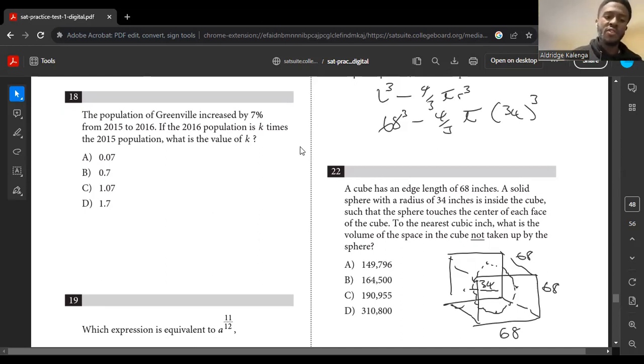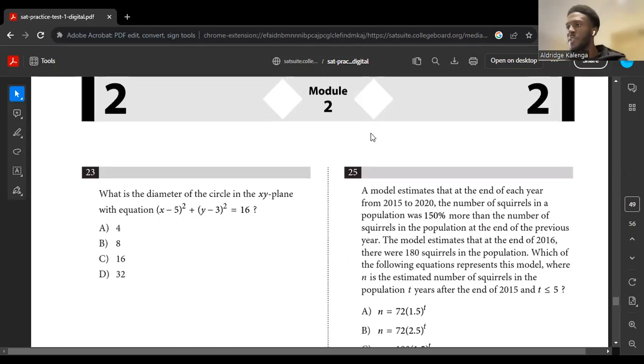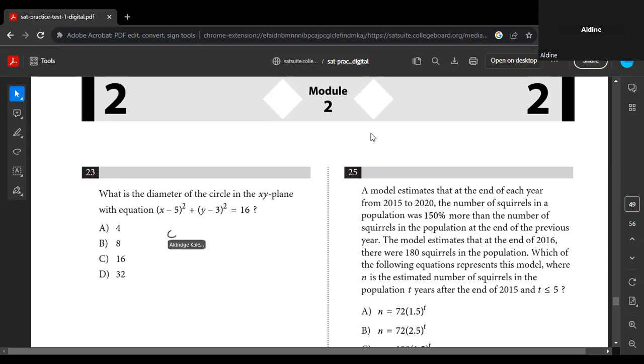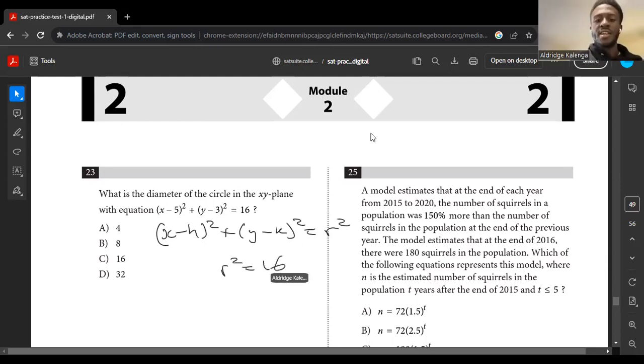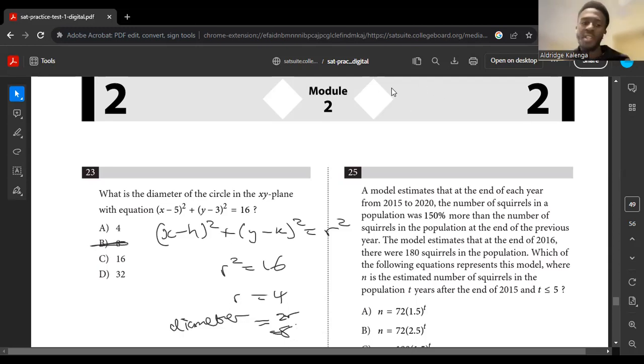All right. So let's move on to question 23. What is the diameter of the circle in the XY plane of the equation? Okay, it's already in the equation of a circle form, right? In the circle equation, the 16 is r squared. The square root of 16 is 4. Now that you have the radius, you need to double it to get the diameter, giving us 8. So r is 4, and 2 times 4 is 8. Bingo. So our answer is B. Quick with it, huh? That's beautiful.